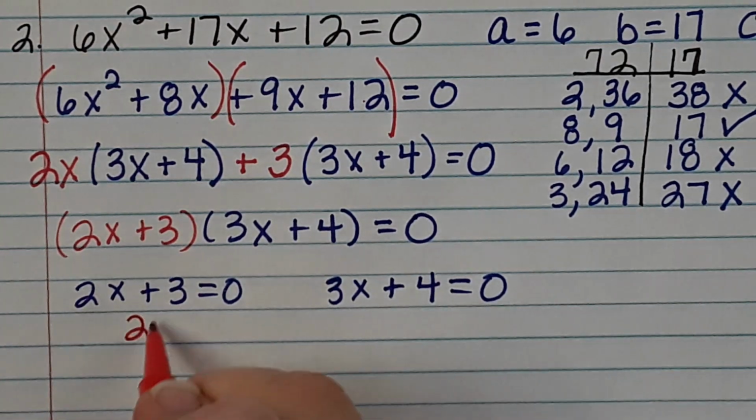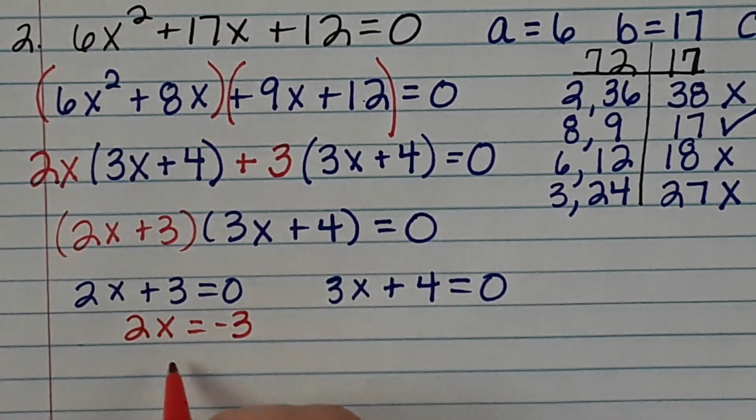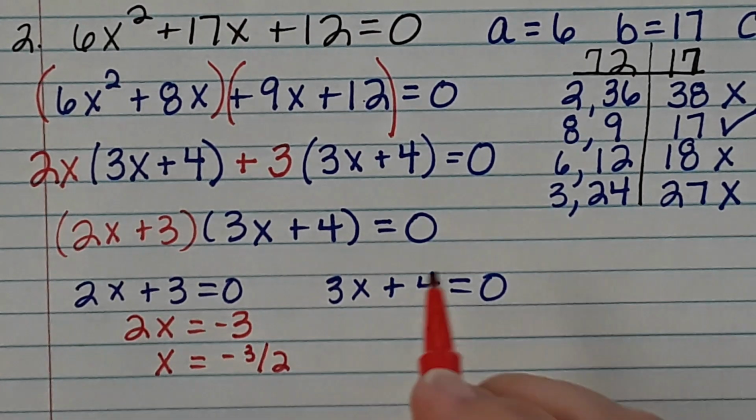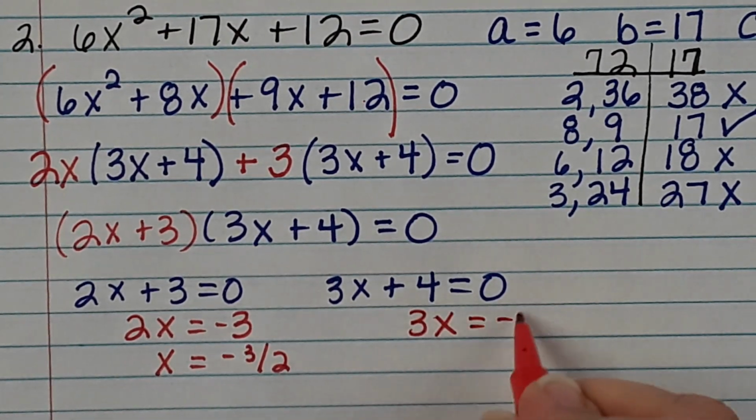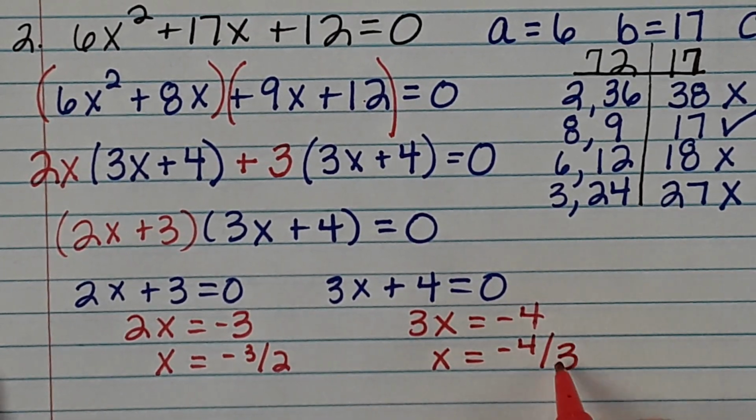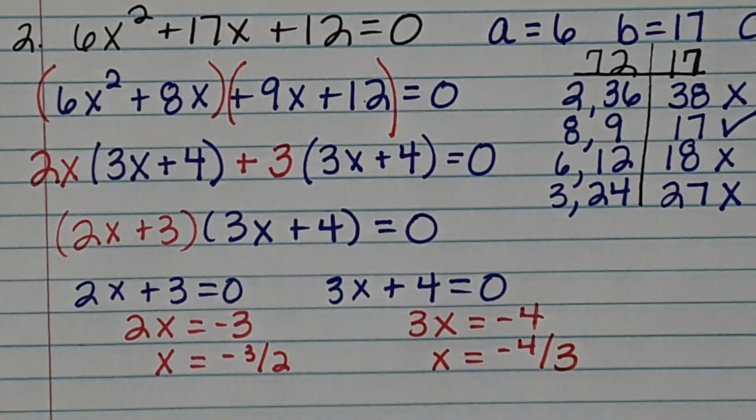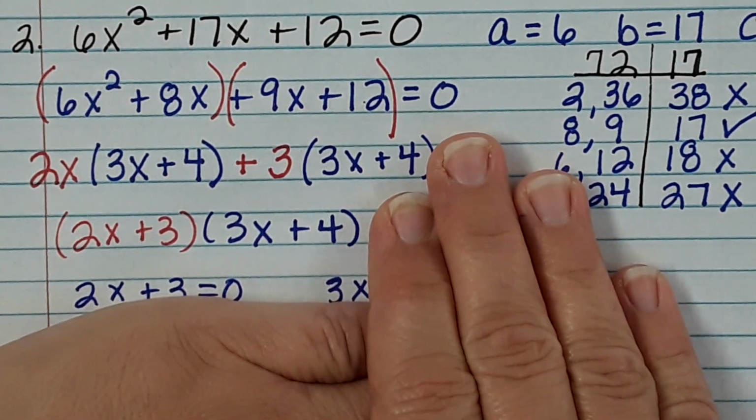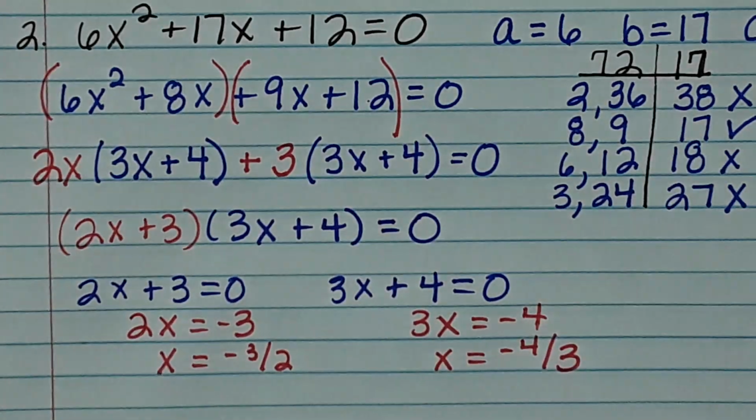This becomes 2x equals negative 3. X equals negative 3 halves because I divide both sides. 3x equals negative 4. X equals negative 4 thirds. That is the final answer for number 2. So tonight's worksheet that I assigned on Friday is all going to be like that, and that would be your final answer. But because I said solve, I wanted you guys to do this.